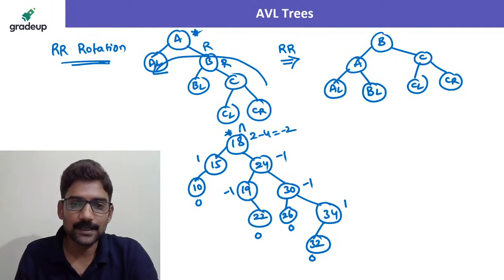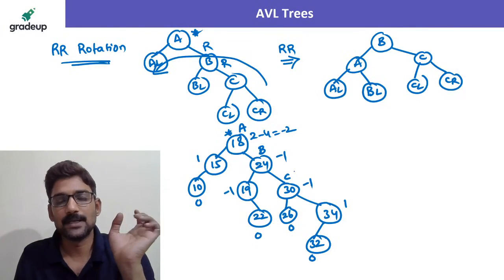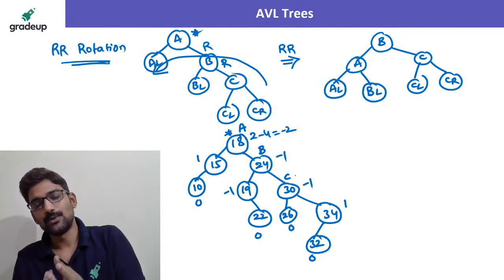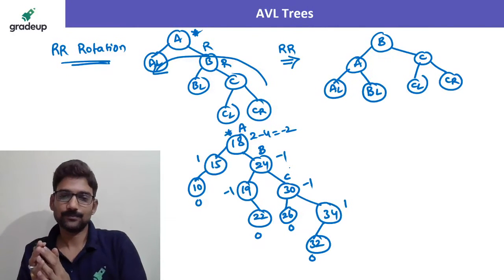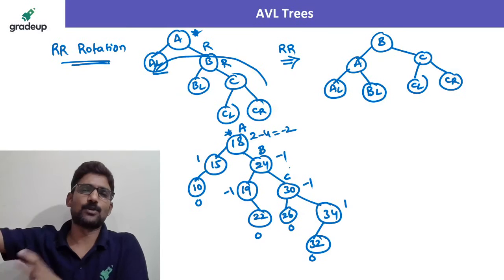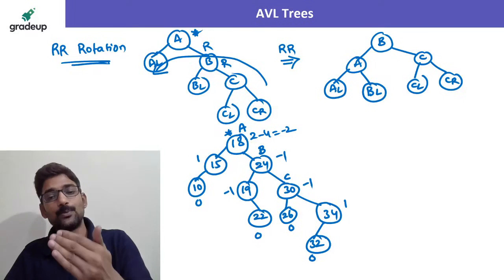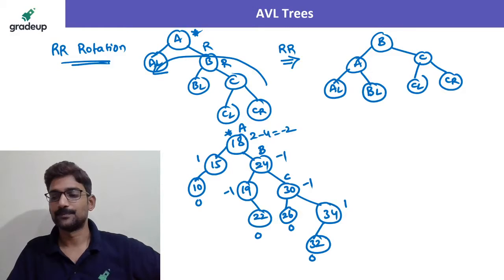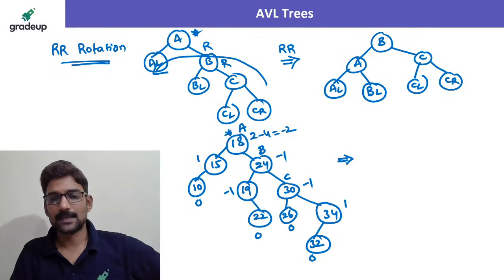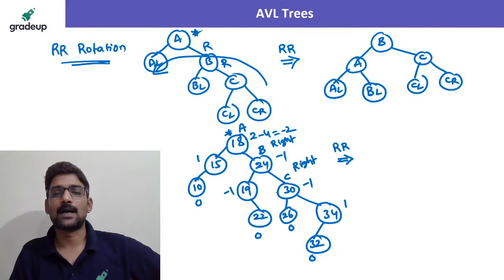So whichever is critical, you take it as A, its immediate descendant B, its immediate descendant C. Now 32 you have inserted towards the right side of right side, somewhere in the bottom. So we are not considering from the 32 point of view. We are always considering from the critical node point of view. So let's take this example. As the load is towards right of right, here we do RR rotation.